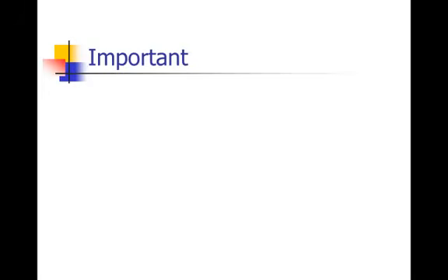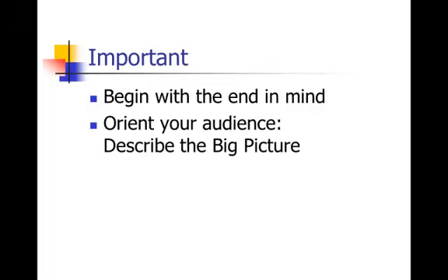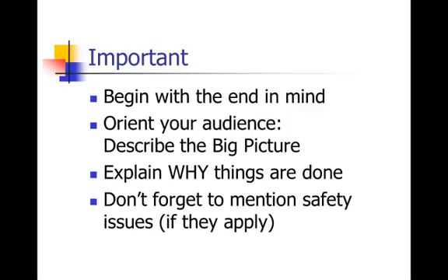Some things that are important are to begin with the end in mind. Think about what the end result should be and then backtrack to figure out how to get your audience to that point. In the beginning, you want to orient your audience. Give them the big picture, and that might help them better understand the steps. Explain why things are done. Don't just do them. Explain why you've done it that way. And then if there are any safety issues, don't forget to mention those during the speech.